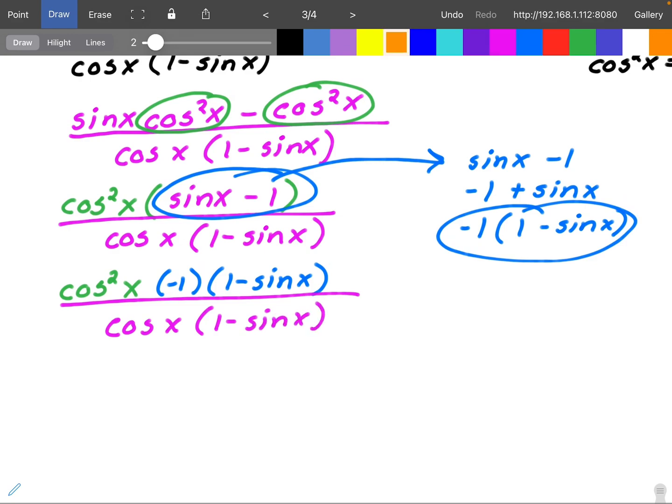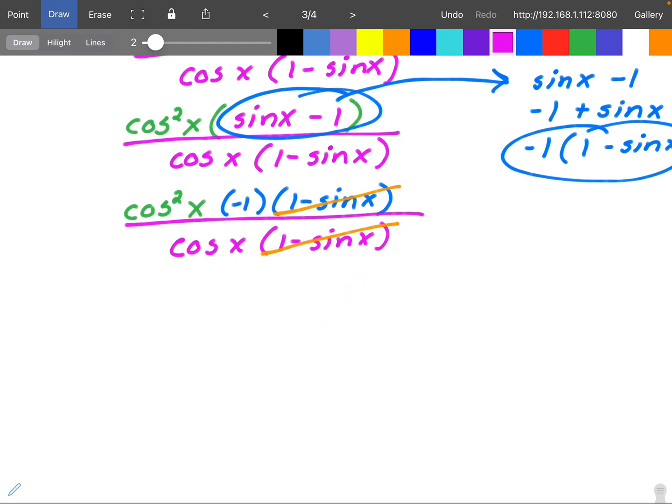And now finally we can say, all right, so I have 1 minus sine x and 1 minus sine x. Those can now finally cancel. So then in the numerator, all I have left now is cosine squared x times negative 1, which really is just negative cosine squared x. In the denominator, all that's left is cosine x. And then I say, I have cosine on top and bottom, which means I can do some canceling.